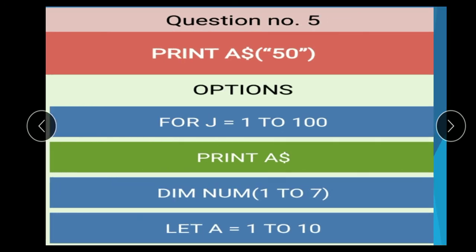Question number 5. Print $, bracket double dot comma 50. Correct option is print $ only, do not give a sign value. So the correct option is print $.